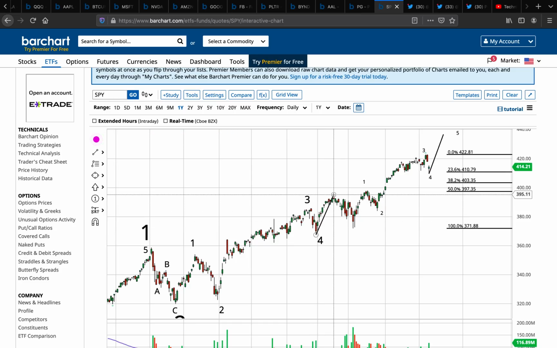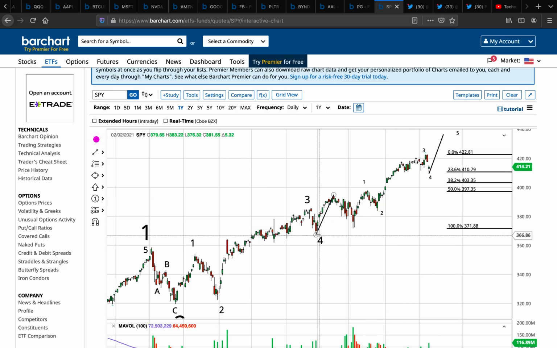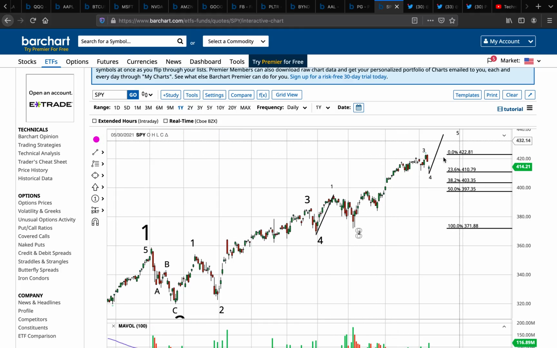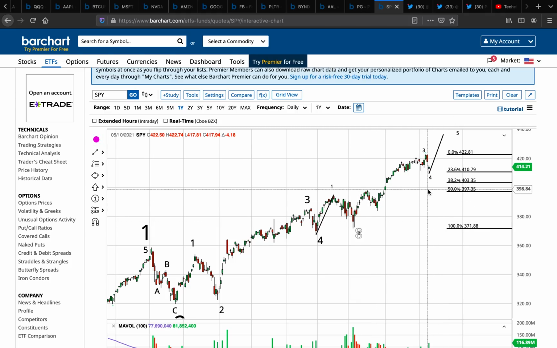So the only thing that's slightly different is that this is now wave 1, this is wave 2, and then this whole move higher is wave 3. If that's the case, notice how 403 is still a very important number. So 403, very important number.